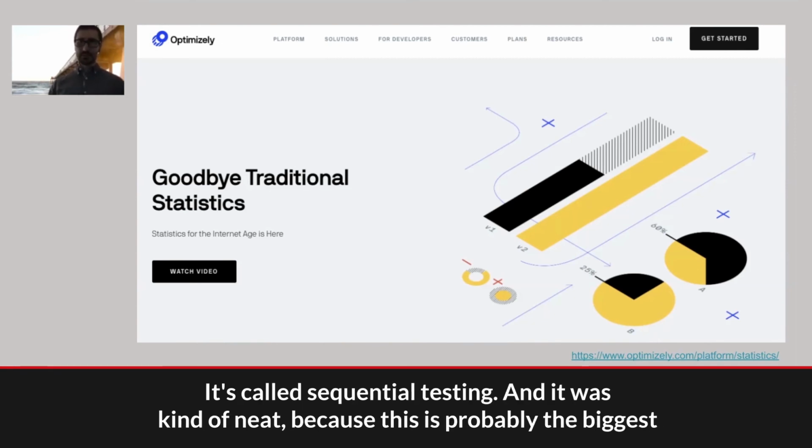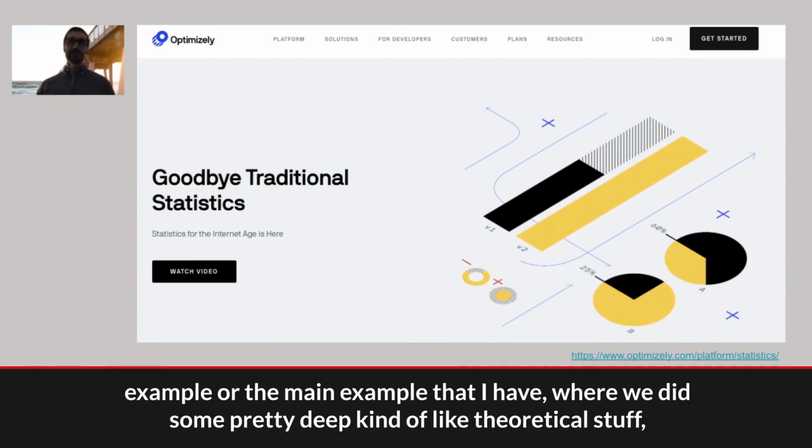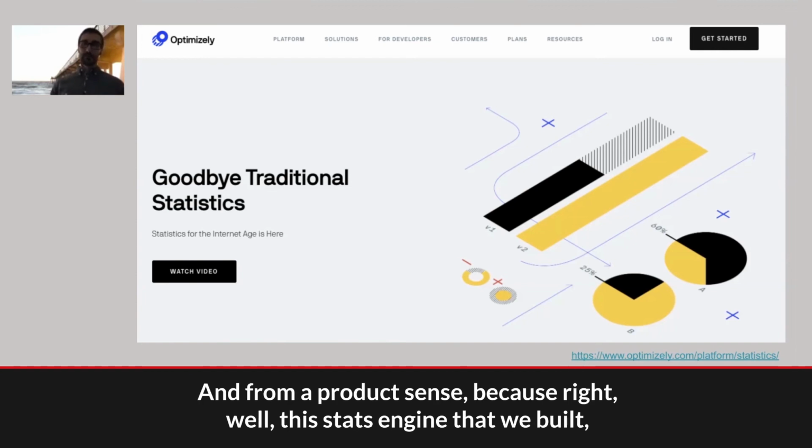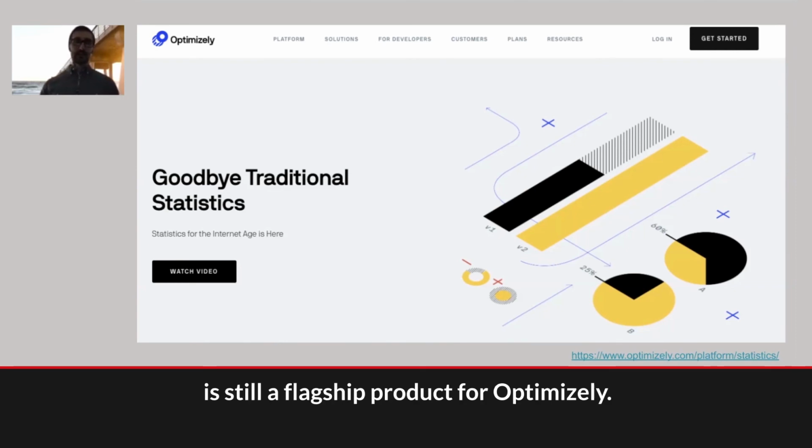It's called sequential testing. And it was kind of neat because this is probably the biggest example, or the main example that I have, where we did some pretty deep theoretical stuff. We ended up writing papers, but it also ended up being something that was pretty useful from a product sense, because, right, this stats engine that we built is still a flagship product for Optimizely.